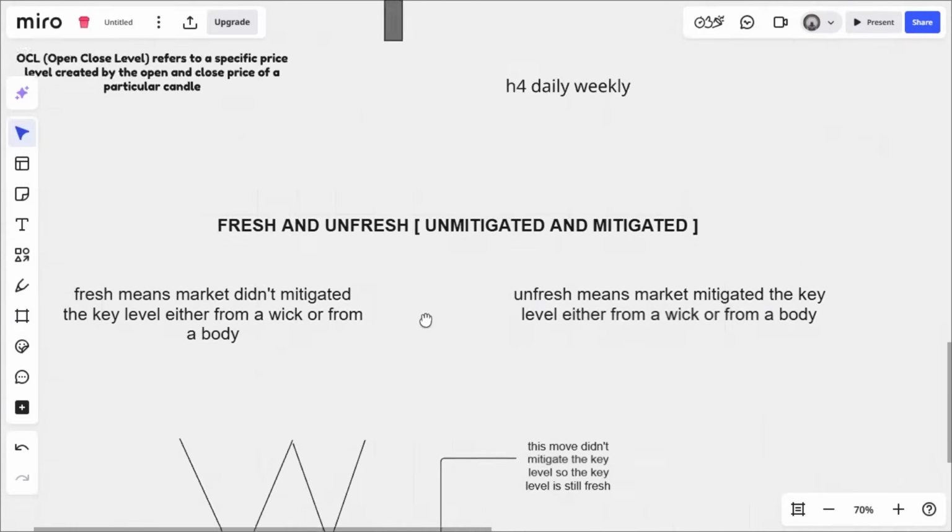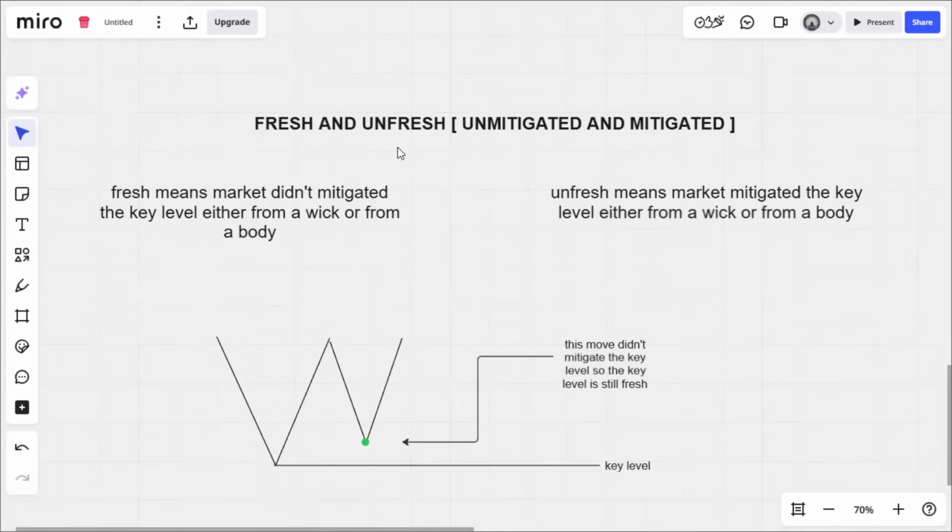So let's talk about what are the fresh and unfresh levels in MSNR. Fresh, in ICT terms, means unmitigated, and unfresh means mitigated. Simple as that. Fresh means the market didn't mitigate the key level either from a wick or from a body. Unfresh means the market mitigated the key level either from a wick or from a body. It is very simple. Fresh and unfresh levels are very simple.